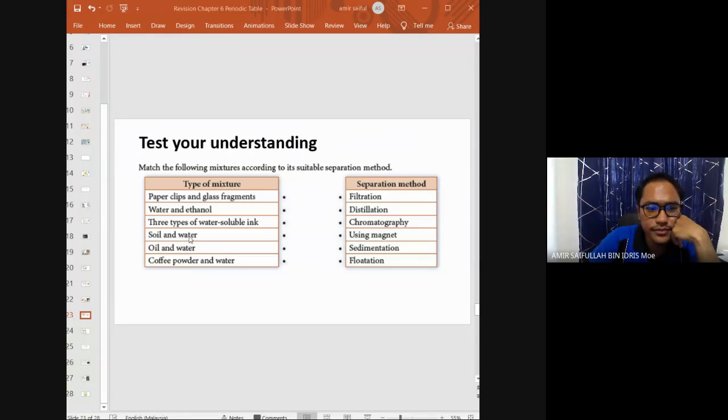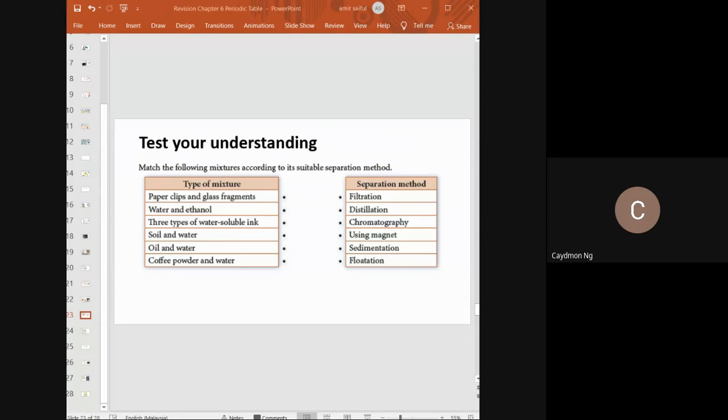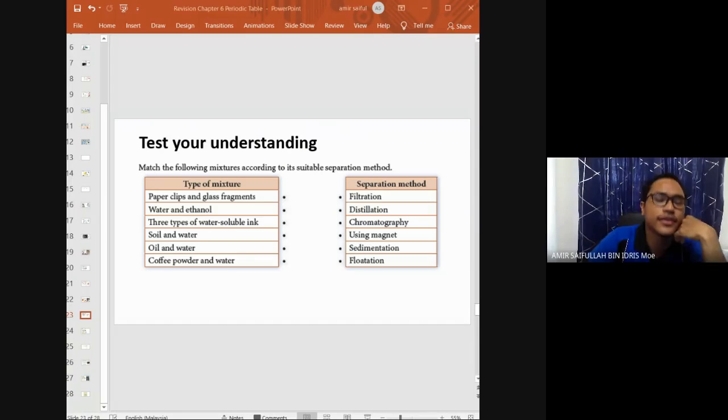Soil and water. Sedimentation. Correct. Okay, so the soil will sink to the bottom while the water will float, so you can separate them, correct? Sedimentation. Okay, next one, Daniel Tan, oil and water. Flotation, correct? Oil and water, you can use flotation.